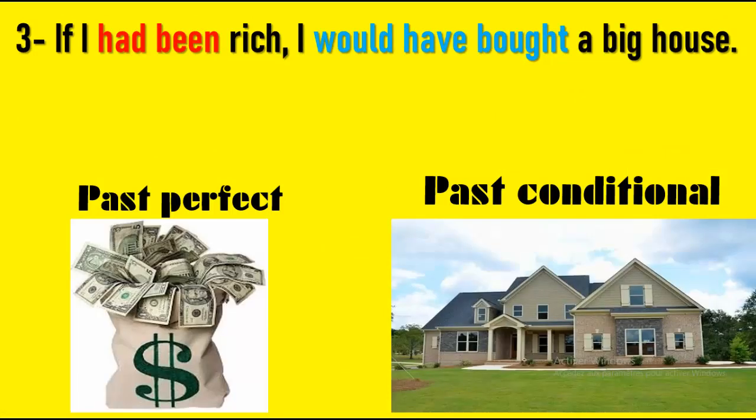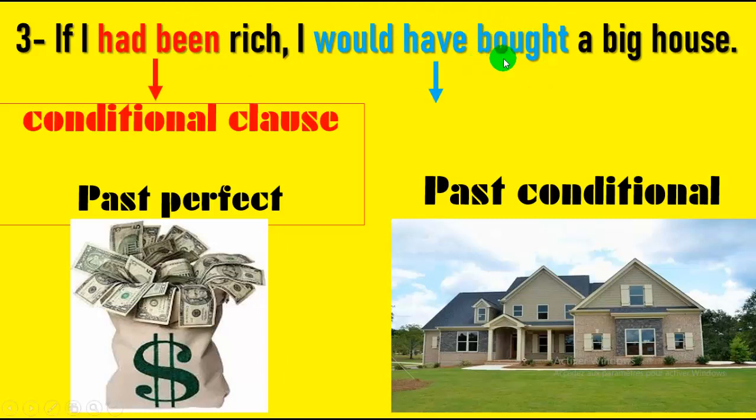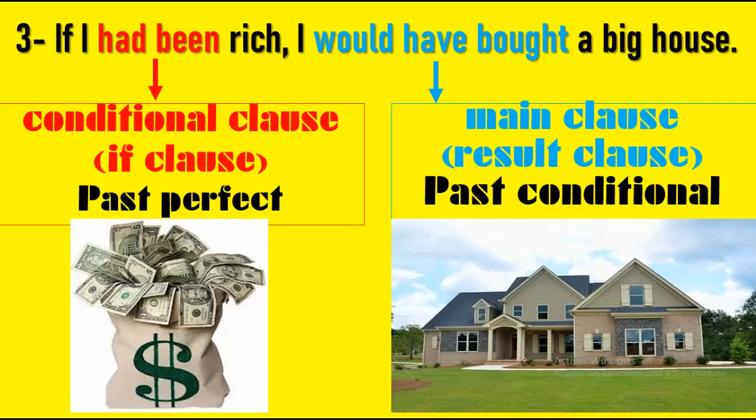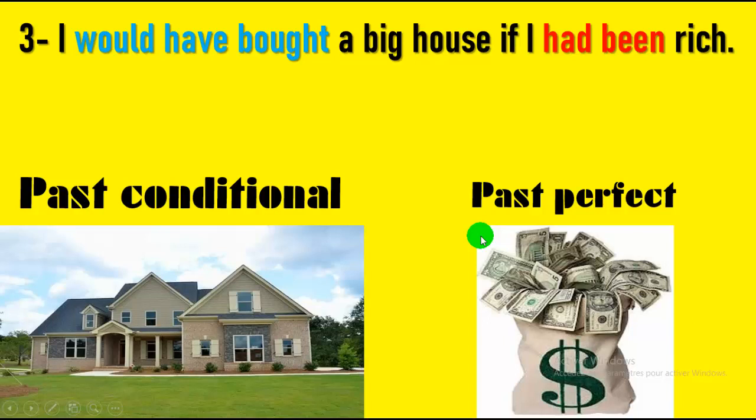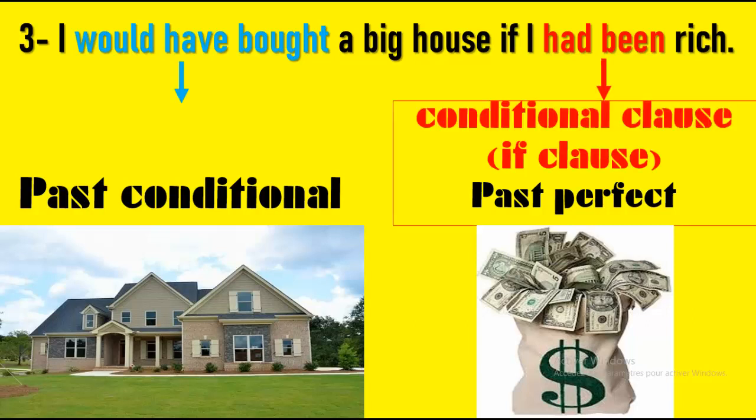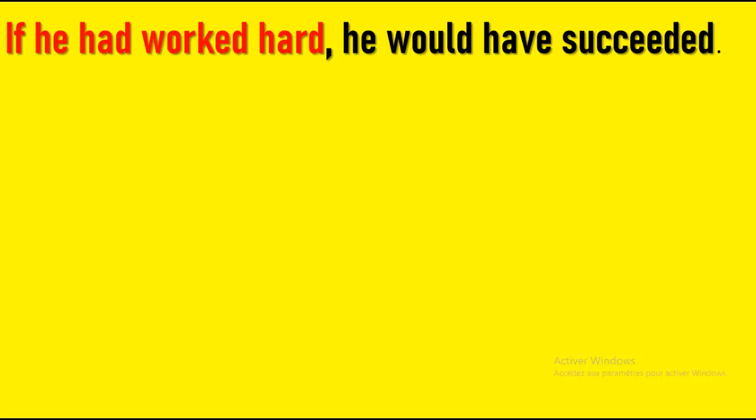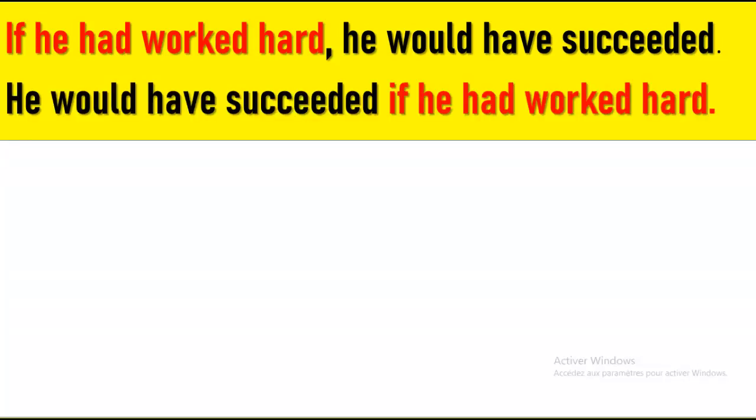Number 3: if I had been rich, I would have bought a big house. The conditional clause is in the past perfect and the main clause is in the past conditional. Here also we can start the sentence with the main clause. I would have bought a big house if I had been rich. If he had worked hard, he would have succeeded, or he would have succeeded if he had worked hard.